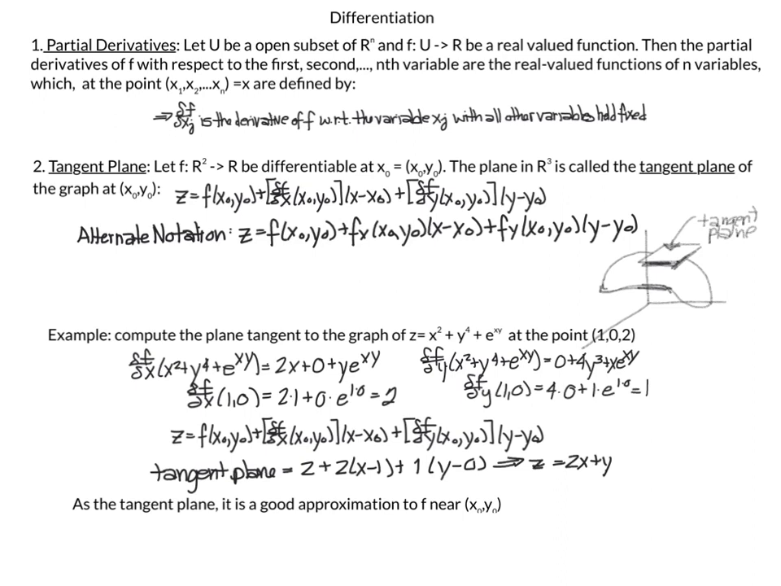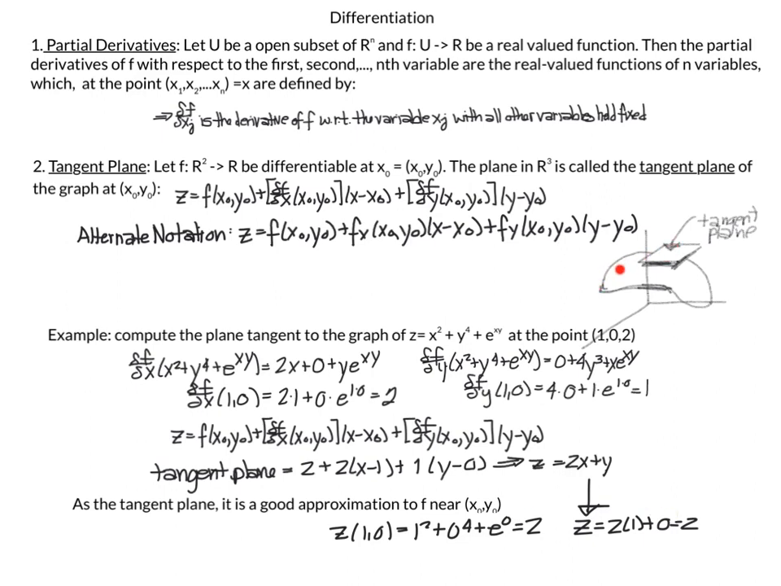I hadn't planned out my space well, so I had to move everything up here. So I can say as a tangent plane, this equation here is a good approximation to f near the point (1, 0). And in fact, if you evaluate z using the real function at (1, 0), you're going to get 1 squared plus 0 to the fourth times e to the 0, which is 2, which is exactly what our tangent plane would give you. As you expect, the tangent plane touches the surface at that one point, so you expect it to be exactly equal.